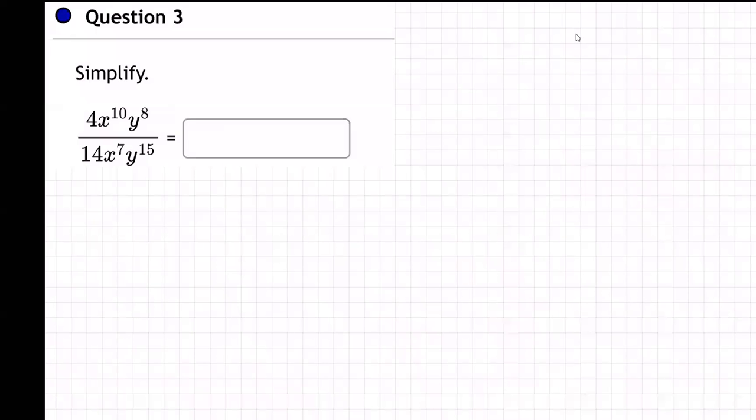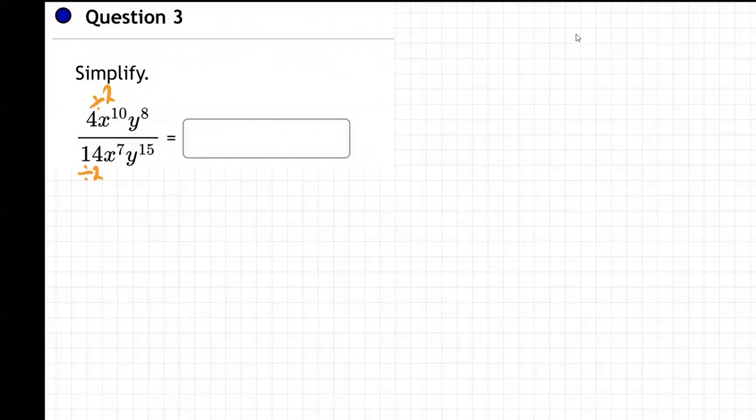Okay, so on this one, they're wanting us to simplify. All right, so how do we do that? Well, basically, we have the numbers in the front first off. Now, 4 and 14, we can reduce those, right? How do we reduce those? Well, you can divide this one by 2 and this one by 2.